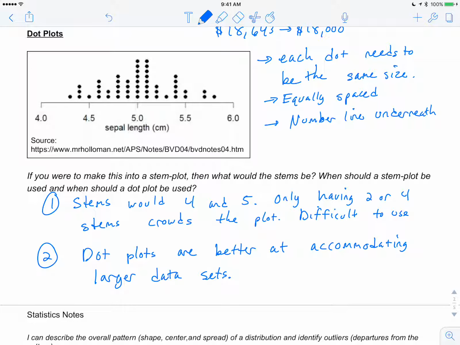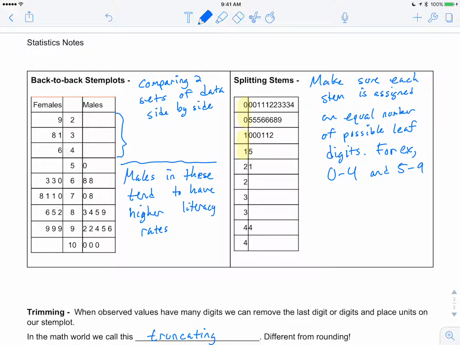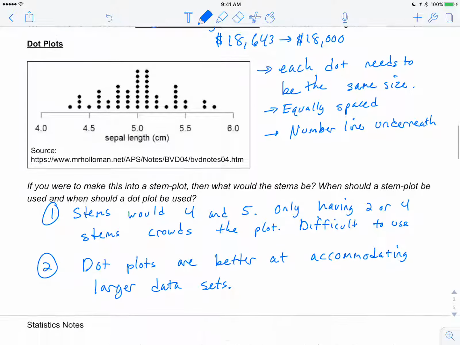Also, if you can only produce 2 or 4 stems, it's going to be hard to look at the data as well. If you need a more detailed look, go ahead and use a dot plot. Doesn't mean you can't use a stem plot. There are certain situations where you can, especially if you have 2 data sets you want to compare, like this back-to-back stem plot, which is a really good way to look at 2 things right next to each other. Otherwise, just go ahead and use a dot plot.